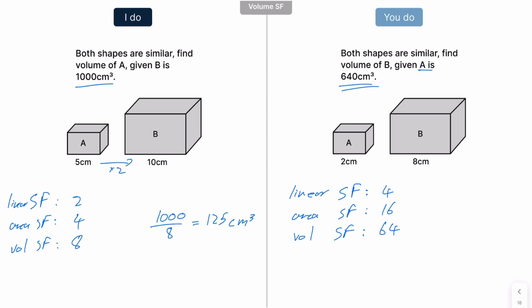Now that I've got that information, we know that A has a volume of 640. So we are going from a small shape to a big shape, so I'm going to multiply. And sorry, I should have also mentioned that with B, we were going to a smaller shape, so we divided, okay? So we are going to multiply by 64. So I'm going to do 640 times 64 on my calculator, and that gives me 40,960 centimeters cubed. That is quite a big number, and that is the volume of B.